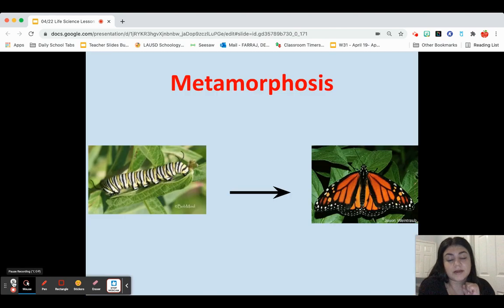So, we went over the 4 stages of the butterfly life cycle, and we talked about how the word metamorphosis means a transformation. We went from caterpillar to butterfly in different stages, and different events happen between those stages.